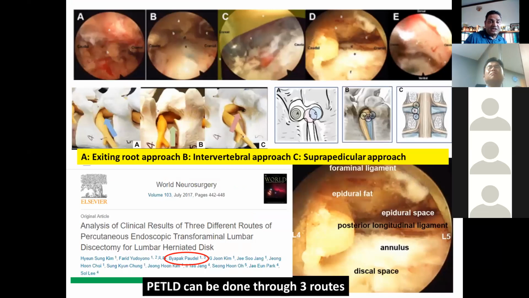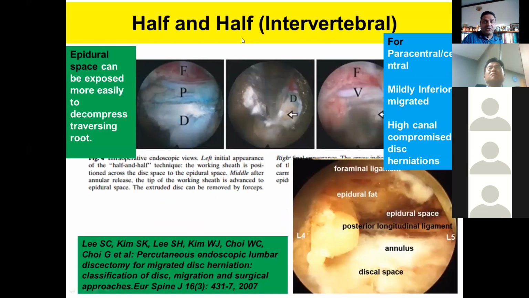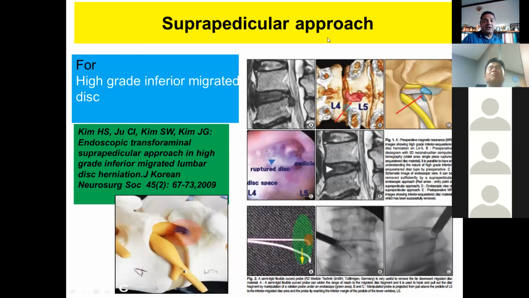And this transforaminal endoscopic discectomy can be done through three routes. One is the exiting route approach, another is the intervertebral approach, and the other is the suprapedicular approach. Far lateral discs, foraminal discs, and superior migratory disc herniation can be approached by the exiting route approach. Whereas paracentral, central, mild inferior migrated, and high canal compromised discs can be approached through the intervertebral route. And the suprapedicular approach is utilized for high-grade inferior migrated disc.